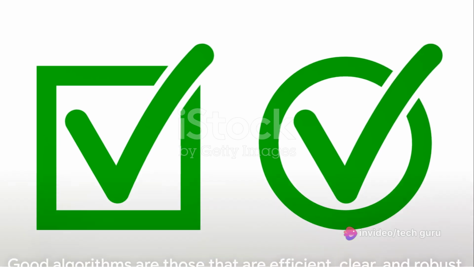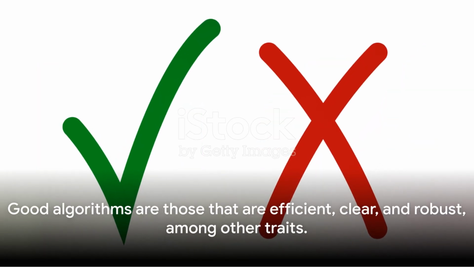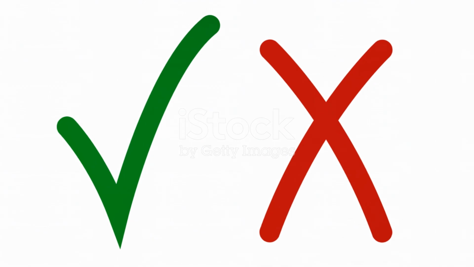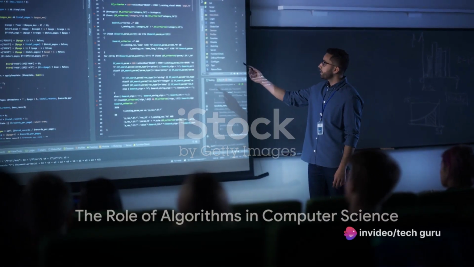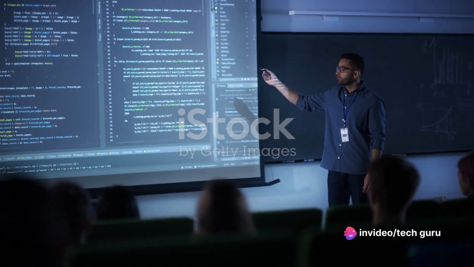This might seem obvious, but it's important to remember that a fast, efficient algorithm that produces the wrong results is not a good algorithm at all. Good algorithms are those that are efficient, clear, and robust, among other traits. Algorithms aren't just important in programming, they play a significant role in the broader field of computer science.